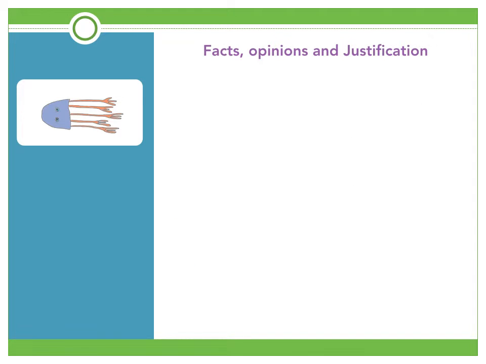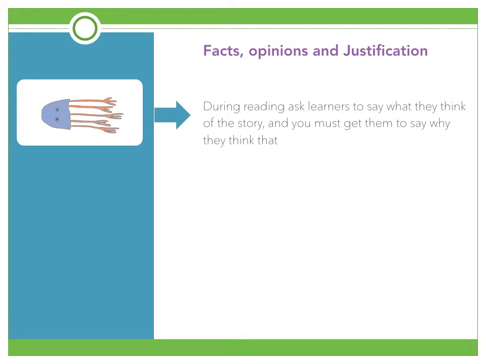The last mind map is the Jellyfish mind map, and this is facts, opinions, and justification. So during reading, ask learners to say what they think about the story, and you must get them to say why they think that. If they don't like the story, that's fine, it's not a problem, but why don't they like it? They need to pinpoint, identify the reason for not liking it. If they do like it, again, pinpoint and tell why you do like it. They must give a reason.